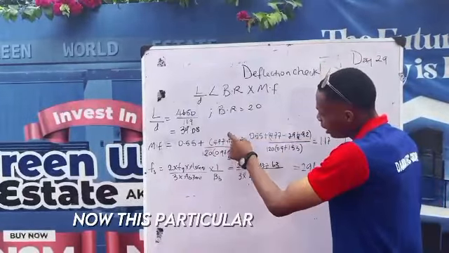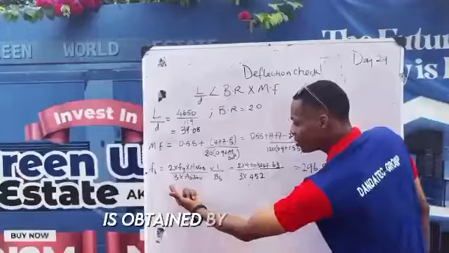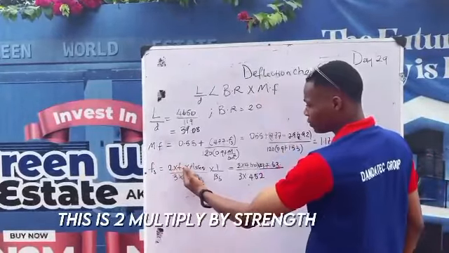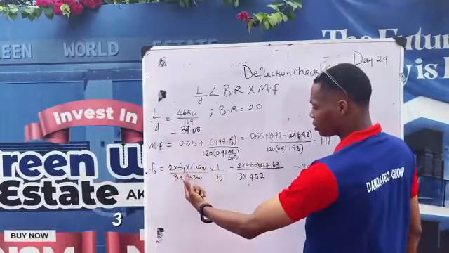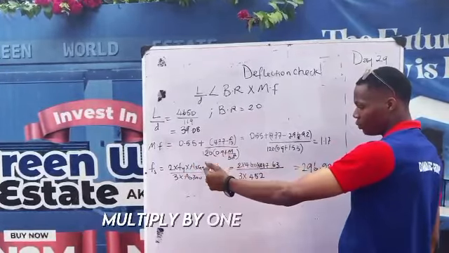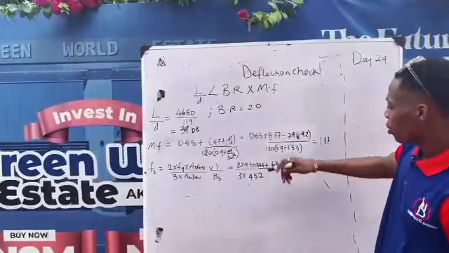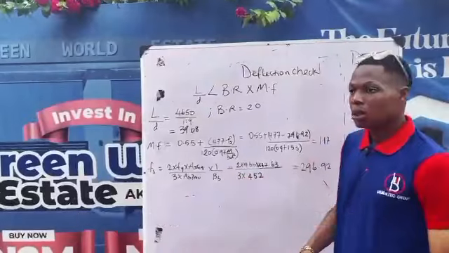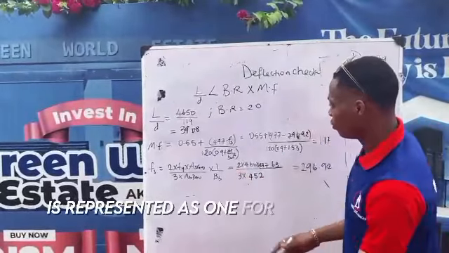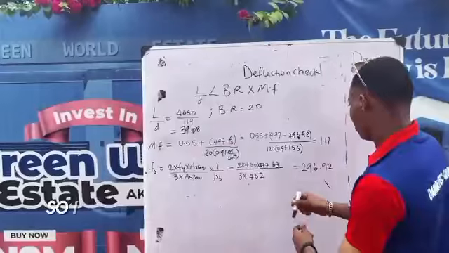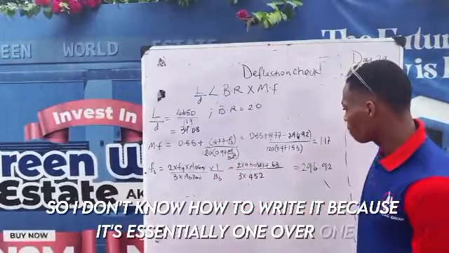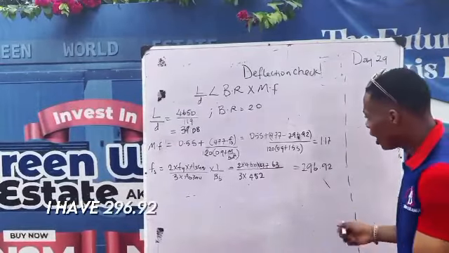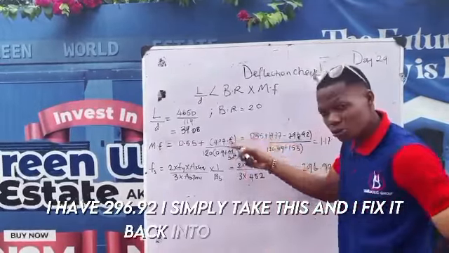Now this particular expression Fs is obtained by this formula. This formula is also in your code. So this is 2 multiplied by strength of steel multiplied by AS required all over 3 multiplied by AS provided multiplied by 1 over beta B. Now when I plug in my values, beta B is represented as 1 for this scenario that we are working with, so I do not have to write it because it's essentially 1 over 1. So when I compute this, I have 296.92.